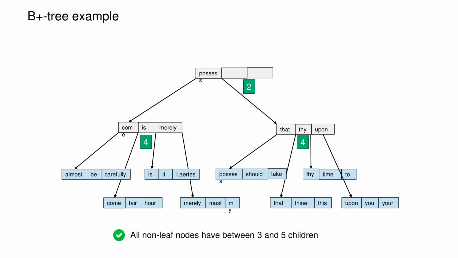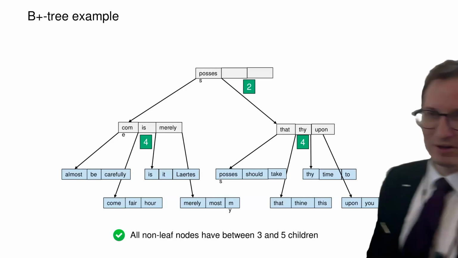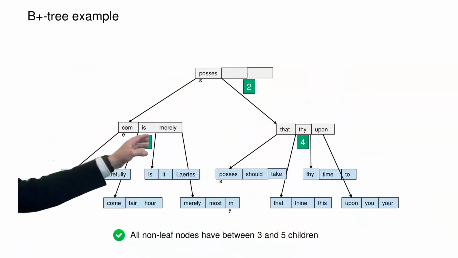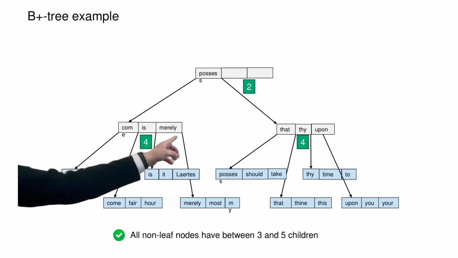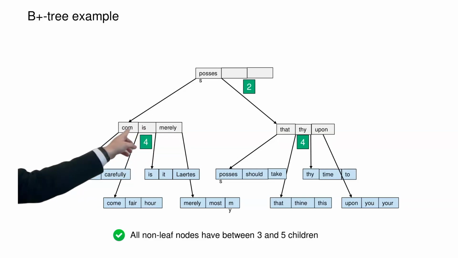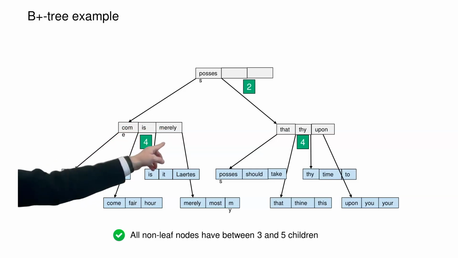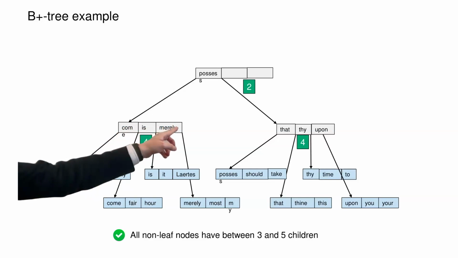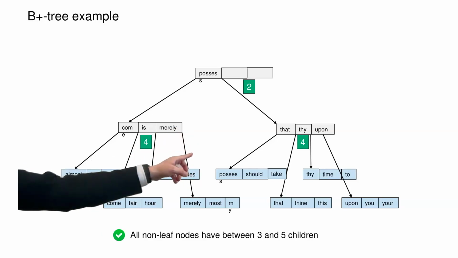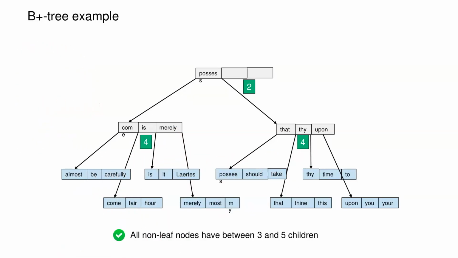So you see here, we have 4 children and 3 values in between, right? Everything that is smaller than this value is the first child. In between these 2 values, that's the second child. In between the second and third value is the third child. And greater than the third value is the fourth child. And here we again have 4. So between 3 and 5 children. Between 3 and 5, there's no raised hand or anything, nobody complains. Between 3 and 5 children.